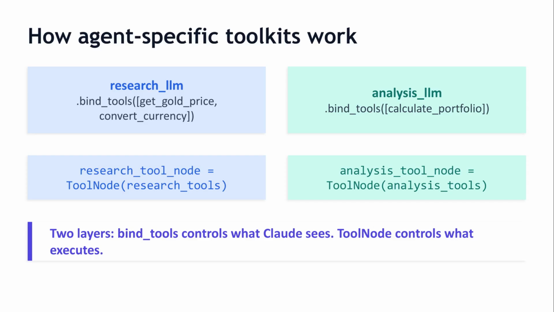Let's understand how the toolkit separation works. It's enforced at 2 levels. First, bind_tools. This controls what Claude sees. The research LLM only knows about gold price and currency conversion. The analysis LLM only knows about portfolio calculation. They can't request tools they don't know about. Second, ToolNode. Each agent has its own tool node that only has its own tools registered. Even if a tool call somehow got through, the wrong tool node wouldn't know how to execute it. 2 layers of separation. That's how you keep agent toolkits clean and secure.